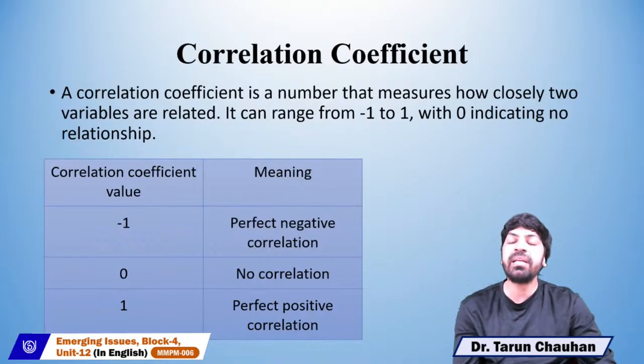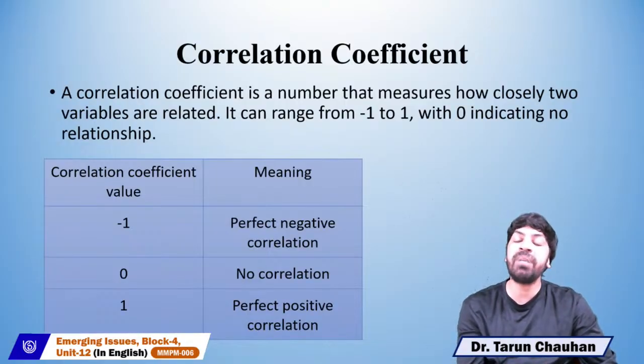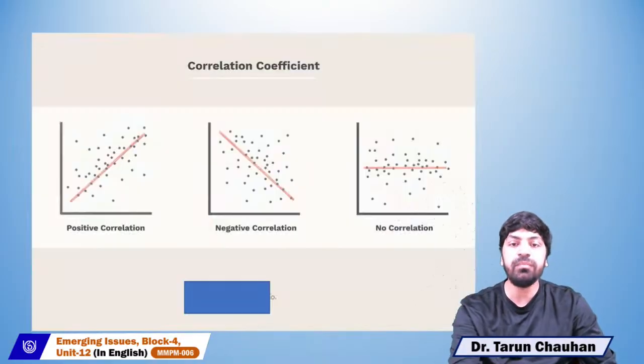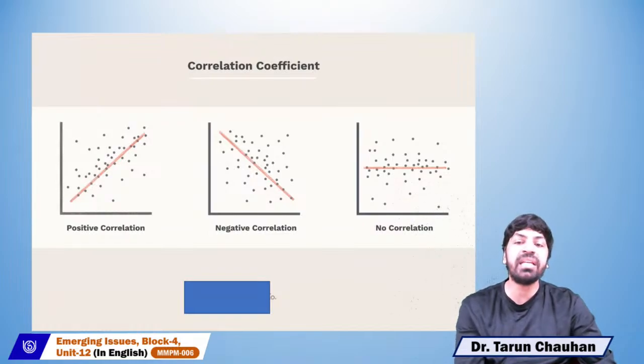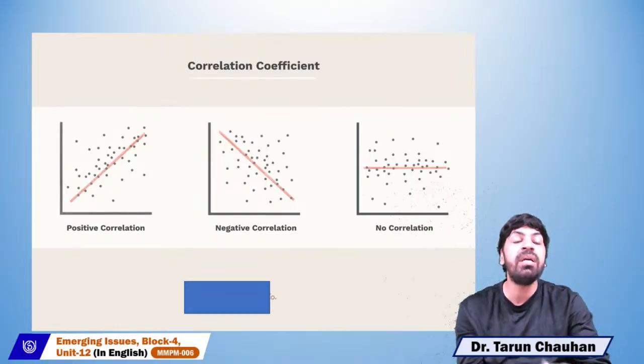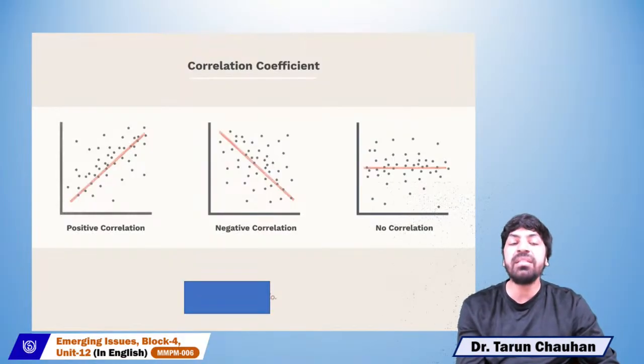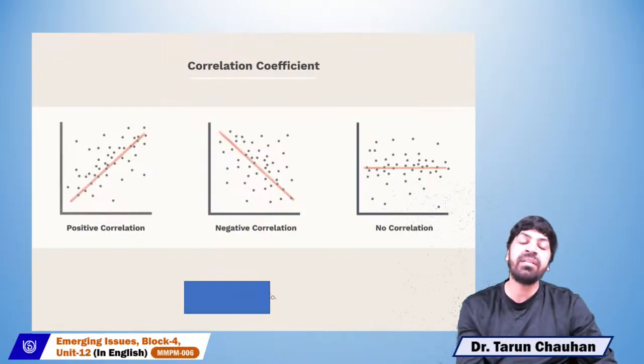So let's look at the diagrammatic presentation and see how the value of r looks in a pictorial representation. This is the correlation coefficient showing positive, negative, and no correlation. When we talk about positive correlation, the dots on this scatter diagram show an upward slope. That means the value is equal to 1 and there is a positive correlation between the variables.